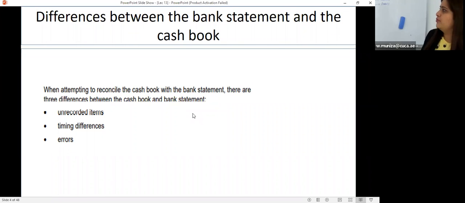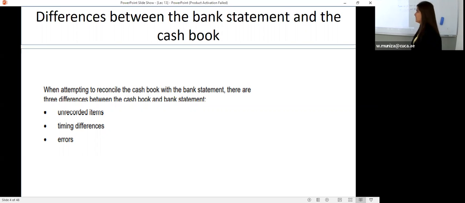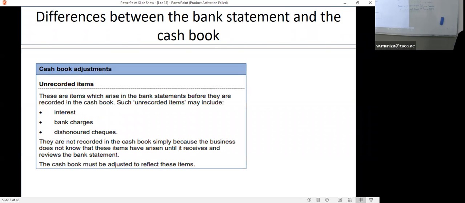Okay, now students, let's read what they say over here. When attempting to reconcile the cash book with the bank statement, there are 3 differences between the cash book and bank statement. Number 1 is unrecorded items, number 2 is timing differences, and number 3 is errors. Now they are elaborating all of these, but I have already discussed in detail. Unrecorded items, these are the items which arise in the bank statement before they are recorded in the cash book. So all those items which are recorded in the bank statement but not in the cash book are unrecorded items. Such unrecorded items may include interest, bank charges, dishonored checks.